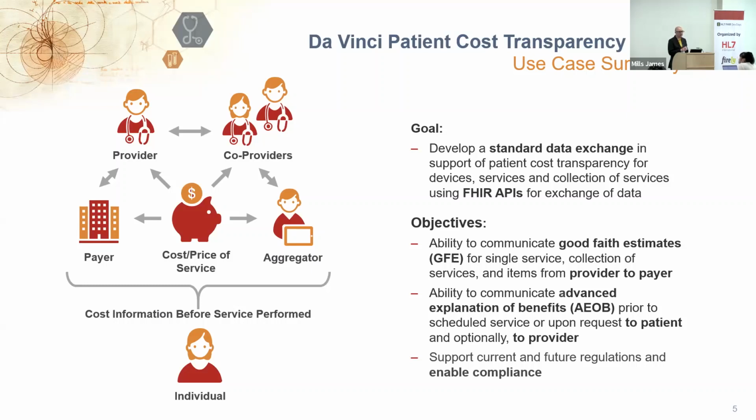So the idea here is that we want to be able to create a FHIR framework from which providers, when they are notified by a patient about a scheduled service, can submit to a payer what's called a good faith estimate based on what is expected to be delivered during the service. That good faith estimate would be received by the payer, processed by the payer as what we're calling a pre-adjudicated claim, and the payer would provide back to the patient an advanced explanation of benefits.